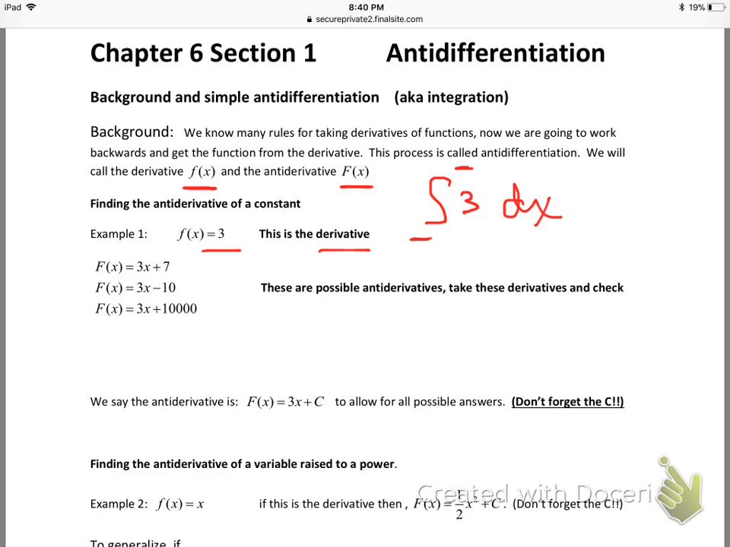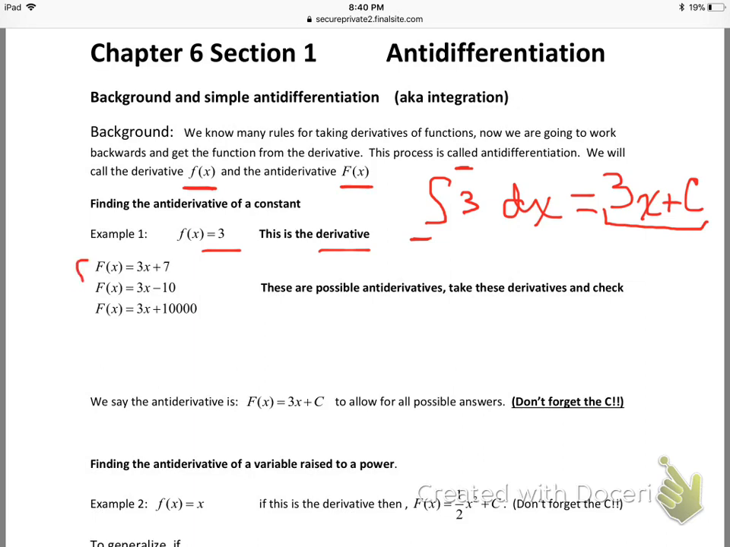So what we're saying is, if 3 was the derivative, what could have been the original function? And that original function could have been 3x plus any number, so we're going to say plus c. So if you take the derivative of 3x plus c, you will get back 3. So you always have this little answer key built in.